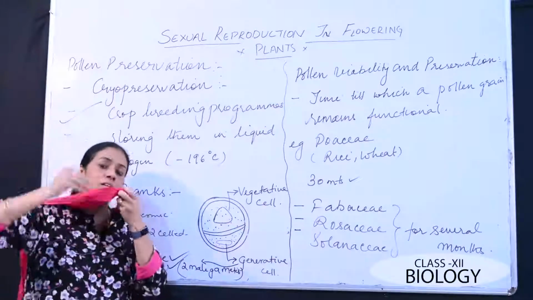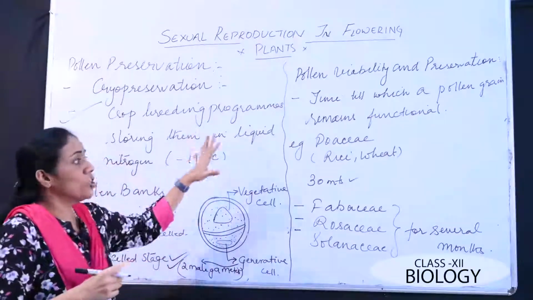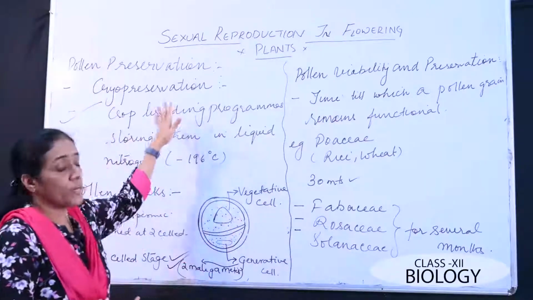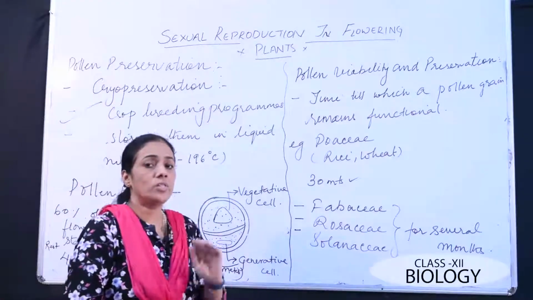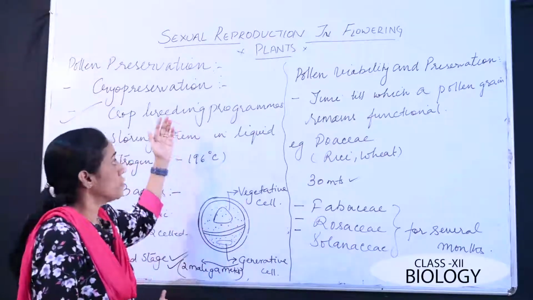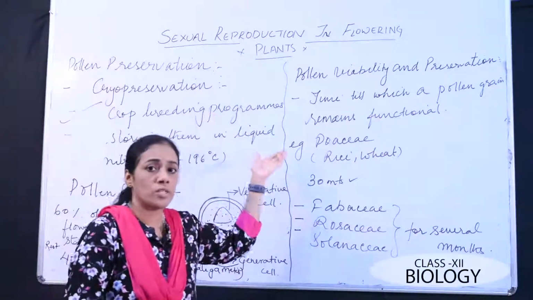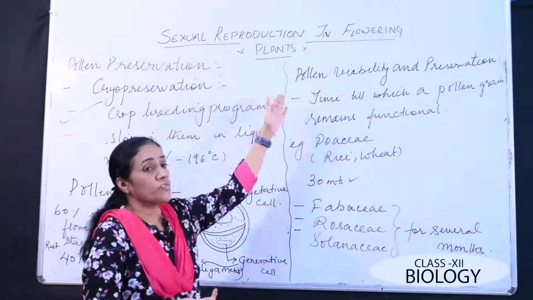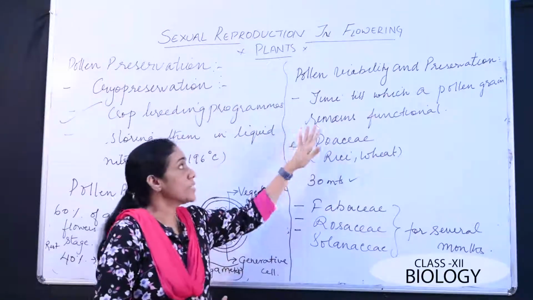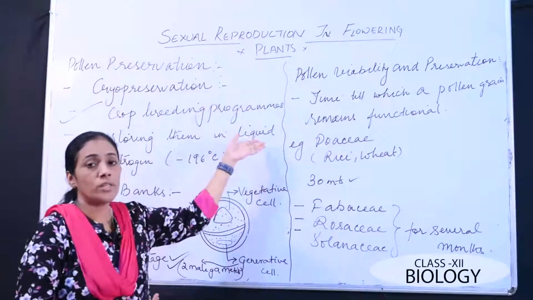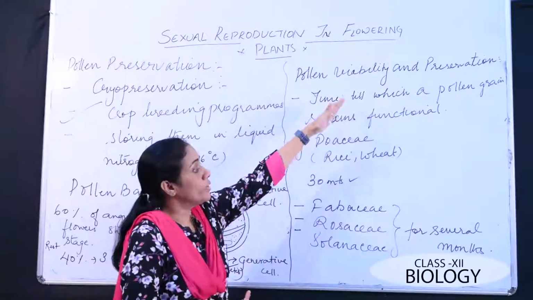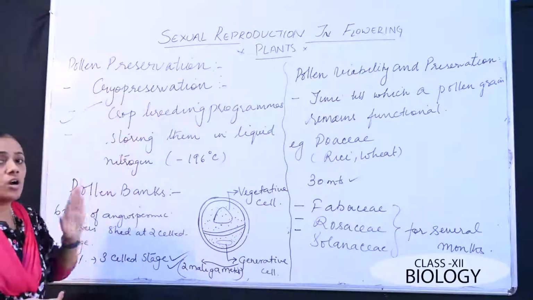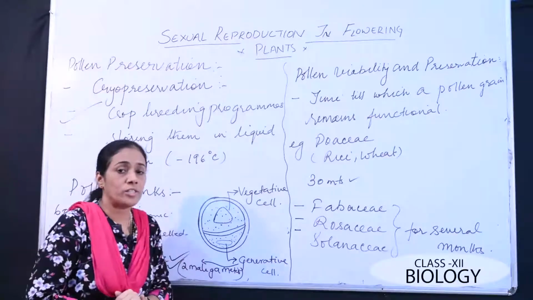I think today, children, you have learnt so many topics, starting from microsporogenesis. We learnt many points, how it differed in monocots and in dicots, and we saw topics like the characteristic features of pollen grains. We discussed sporopollenins, pollen viability, preservation and what is cryopreservation. All these topics I hope you have understood.